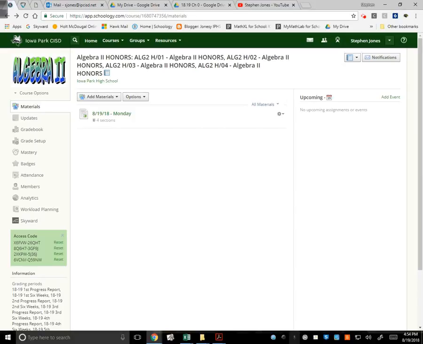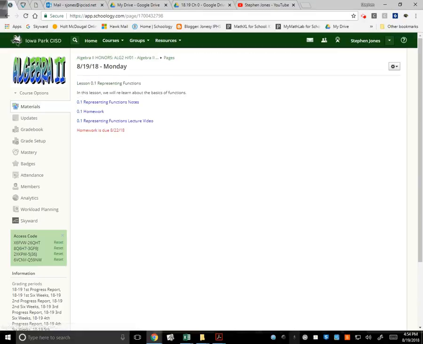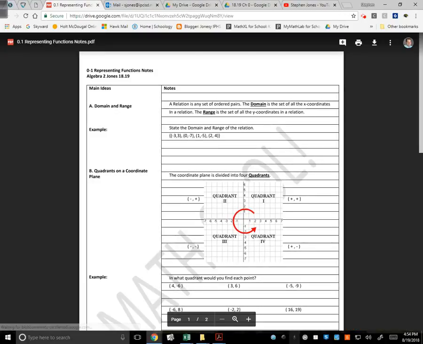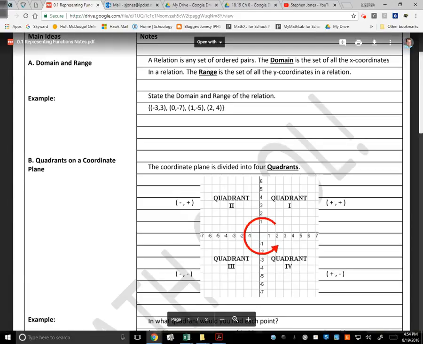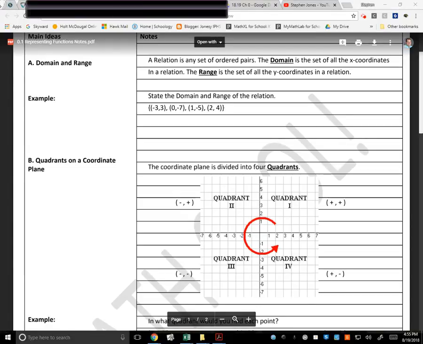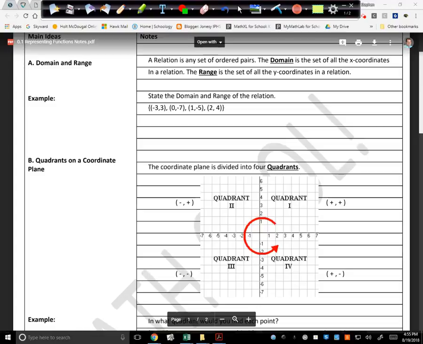So first thing you do, you go to your Algebra 2 Schoology page, click on today's date, Monday, 8/19/18. Brings this up, lesson 1, representing functions. And then if we want, you can click on your notes. And there comes our notes. We're going to make it a little bit bigger so we can write on it and be able to see what we're doing. Okay. So first thing we're going to talk about is domain and range.